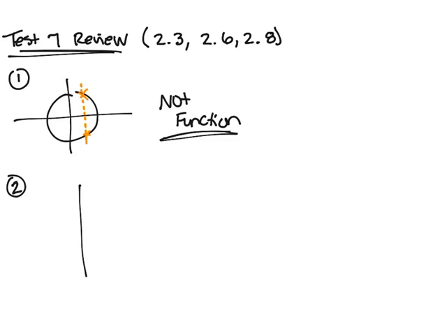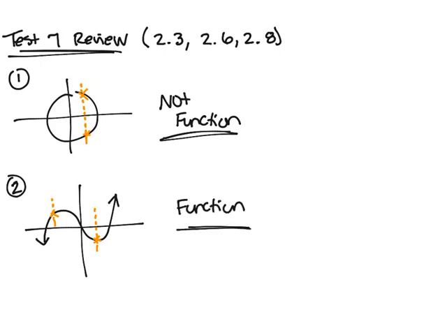Number 2, you have a picture of kind of the squiggly. And again, if you do that vertical line test, no matter where you do it, it's going to hit in 1 location. So this is a function.